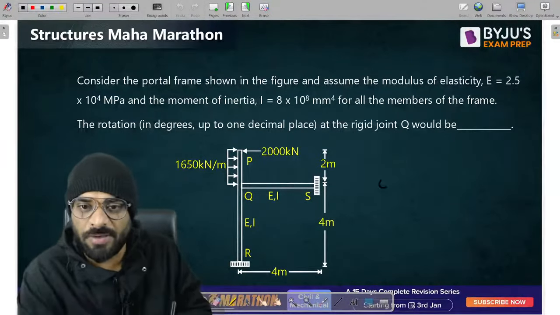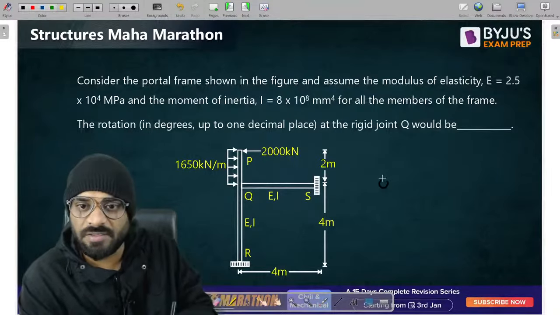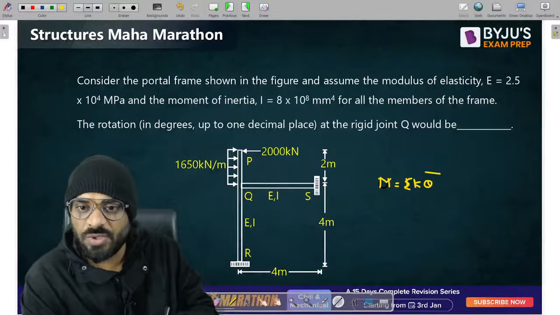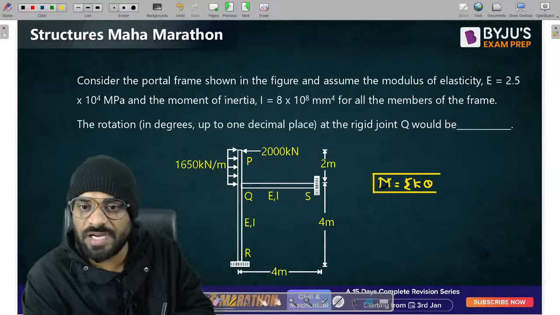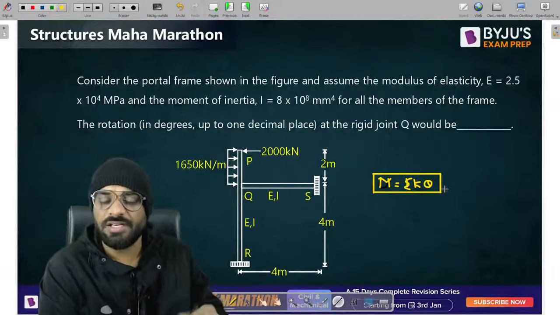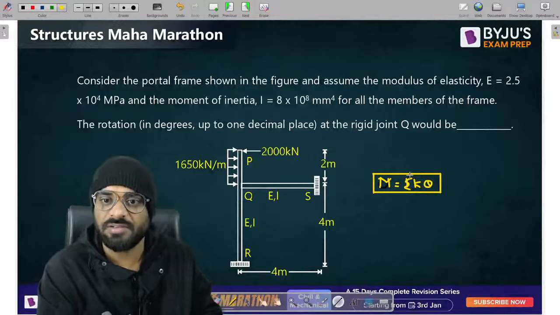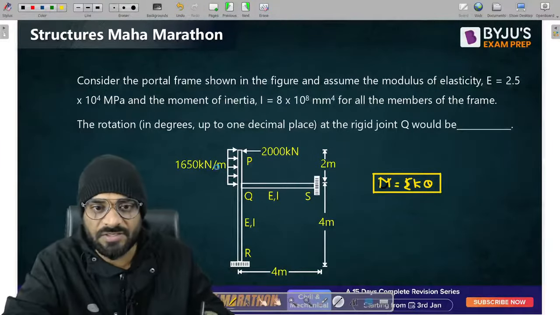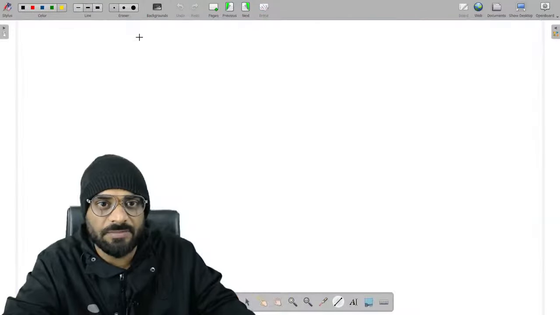Please remember the formula. It is nothing but M is equal to summation K into theta, right? So you just have to calculate the summation of stiffness at that particular junction where we have to find out the rotation, right? And the value of moment and the value of summation of stiffness. So let's do it. First, I will break the structure.